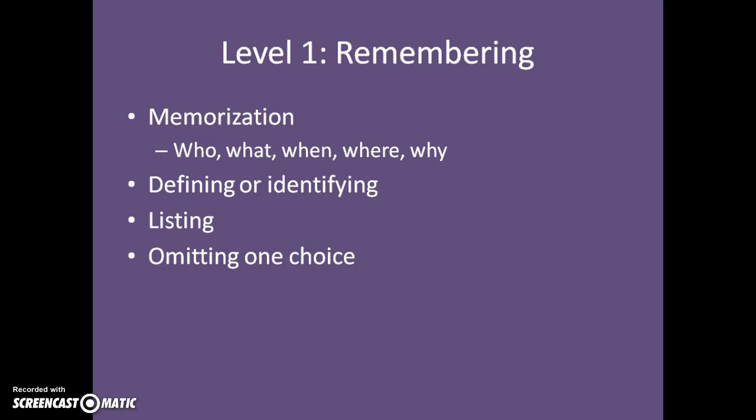Another is being able to list things, like listing the different levels of Bloom's taxonomy. If I ask you to just list them, that would be a remembering task. So I'll probably ask you to do something with them, right? Also, which of the following choices in a multiple choice question does not fit? You have to be able to recognize the ones that do fit, and you pick the one that you don't recognize. So remembering and recognizing kind of go hand in hand.